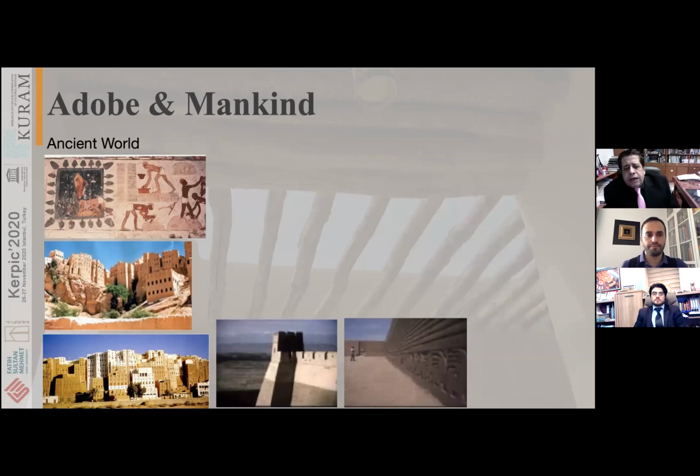Adobe is one of the materials that have been used since the beginning of humanity. In all religions, man has been created from mud. So it has been a material used since prehistory or ancient times, in ancient Egypt, in ancient Mesopotamia, and South America, and so on. It's available, it's cheap, it's easy to use, and it's fun to work with.